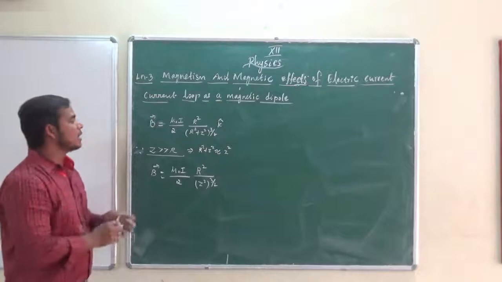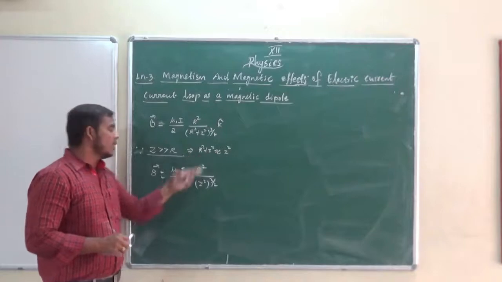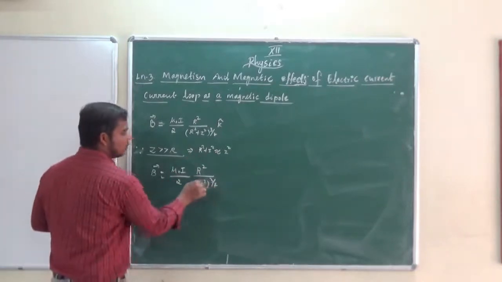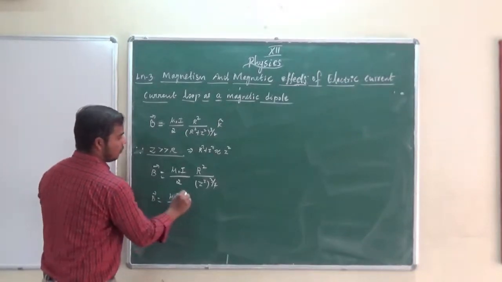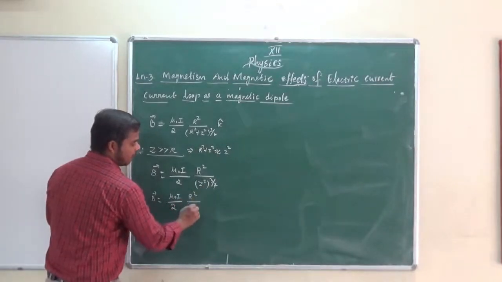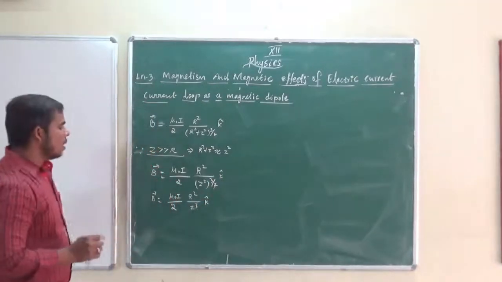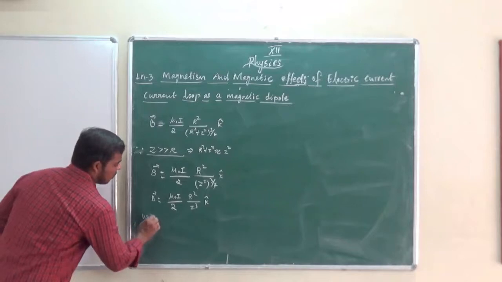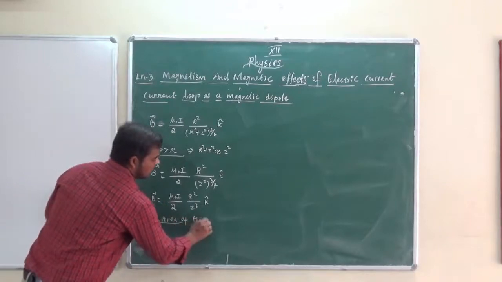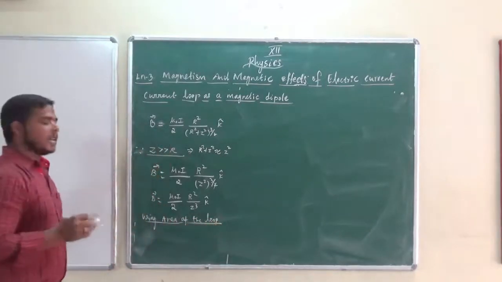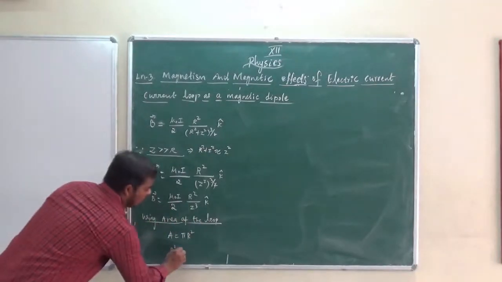From the diagram, you remember where I took this condition from. So here the 2 cancels. For the rest of the terms, B vector equals mu naught I divided by 2, R square by Z cube, into K cap. Now, using the area of the circle, the area of the loop, A is equal to pi R square. So R square equals A by pi.